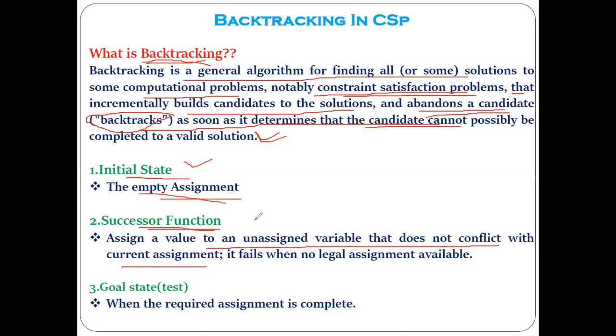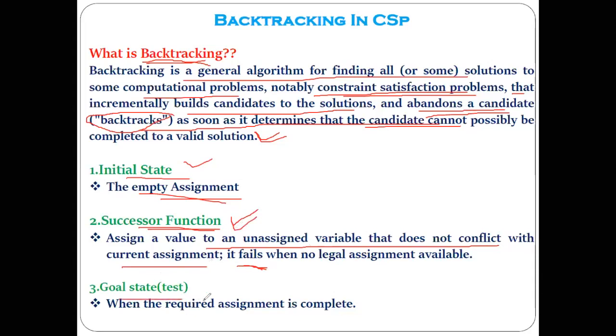Understood? When we assign a value to an unassigned variable, it should satisfy the constraint. That is the successor function: assigning the value to the unassigned variable, and it should not conflict while making the assignment. And if it is conflicting, then we can say we are failing at that point, and then we need to backtrack.